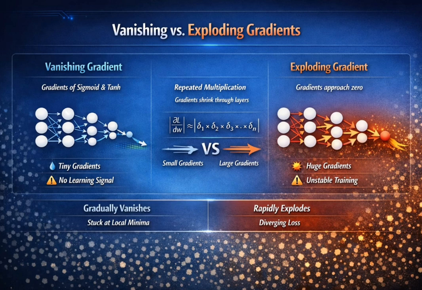Difference between vanishing versus exploding gradients. Here's a comparison. Vanishing gradients shrink and prevent learning, while exploding gradients grow uncontrollably and destabilize training. Both are problematic. In vanishing gradients, the model gets stuck and learns very slowly. In exploding gradients, the model diverges and fails to converge.